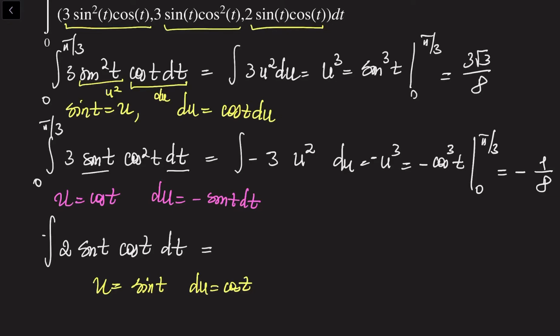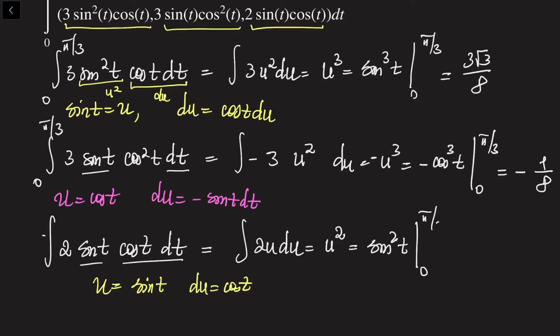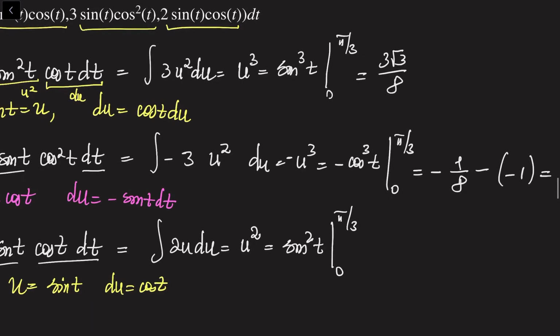So it's going to be u here, and this is du. So it's going to be 2u du. Its integration is u squared, which is going to be sine square of t, and we need to substitute the borders from 0 until pi over 3. So at pi over 3, sine is equal to the square root of 3 over 2. It's going to be 3 over 4, right?